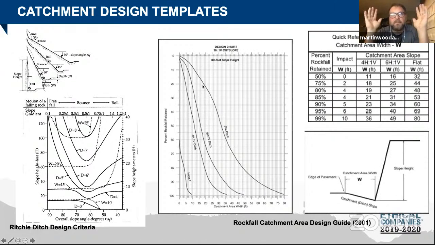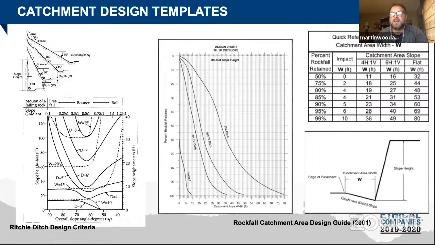This is a wonderful tool, and by the way, the Rockfall Catchment Area Design Guide, you can go and search that out on the internet. You can download the PDF for free. It's a wonderful document, and I highly advise anybody to go out there and do that. It's a really, really easy search. The one problem that you have is, if you take a look at this diagram, what do you do if you only have 10 feet of catchment area?